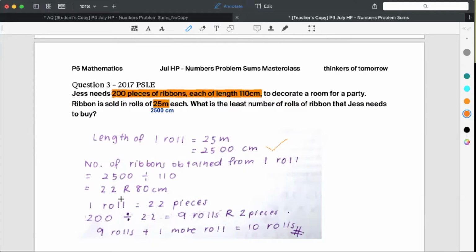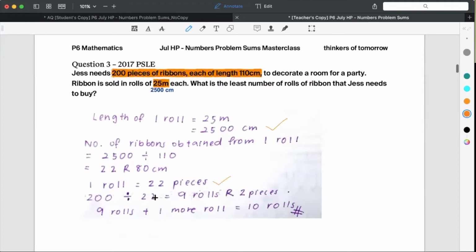So which means what? For every one row that you buy, you can only make 22 pieces of ribbon out of it. One row that you buy is 22 pieces. You need how many pieces of ribbon, guys? You need 200 pieces, right? So 200 pieces divided by 22 pieces in a row, we obtain 9 rows, remaining 2 pieces.